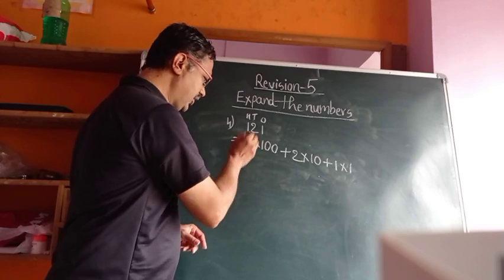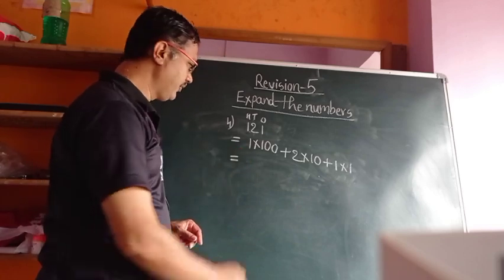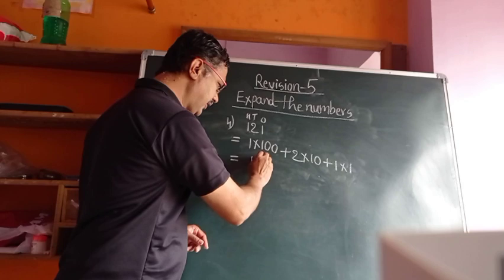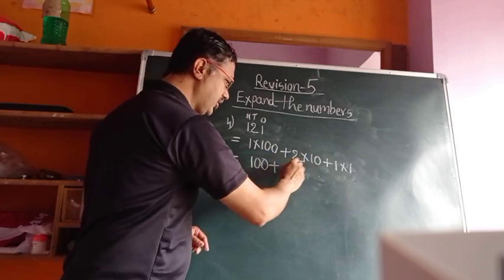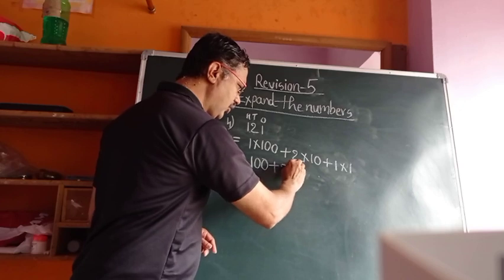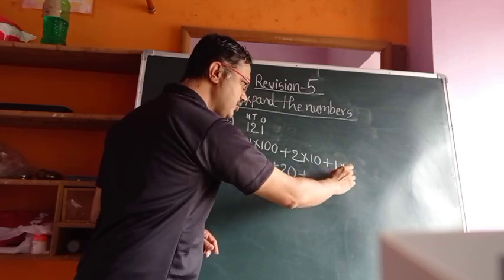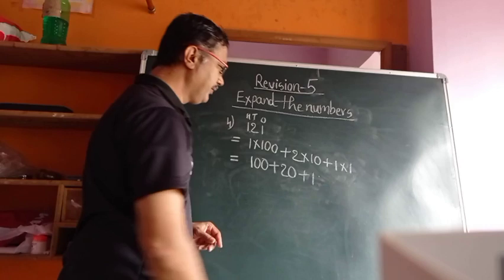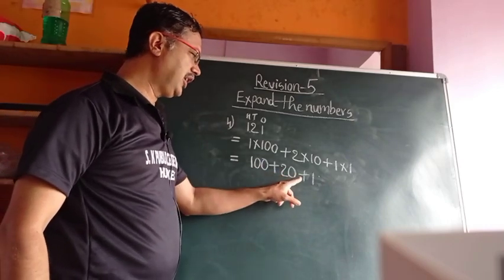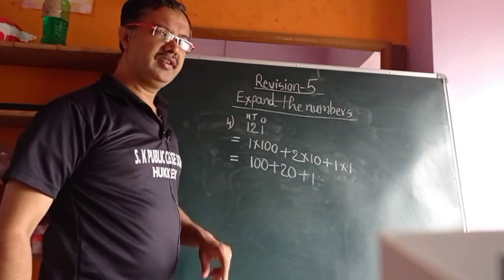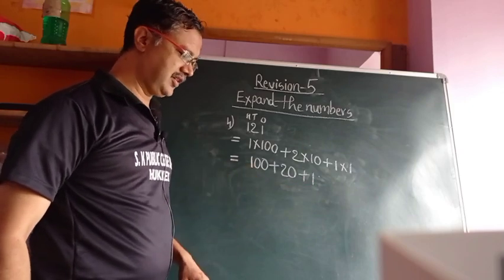Now simplify this: 1 into 100, 100, plus 2 into 10, 20, plus 1 into 1. Now 100 plus 20 plus 1. This is the final answer.